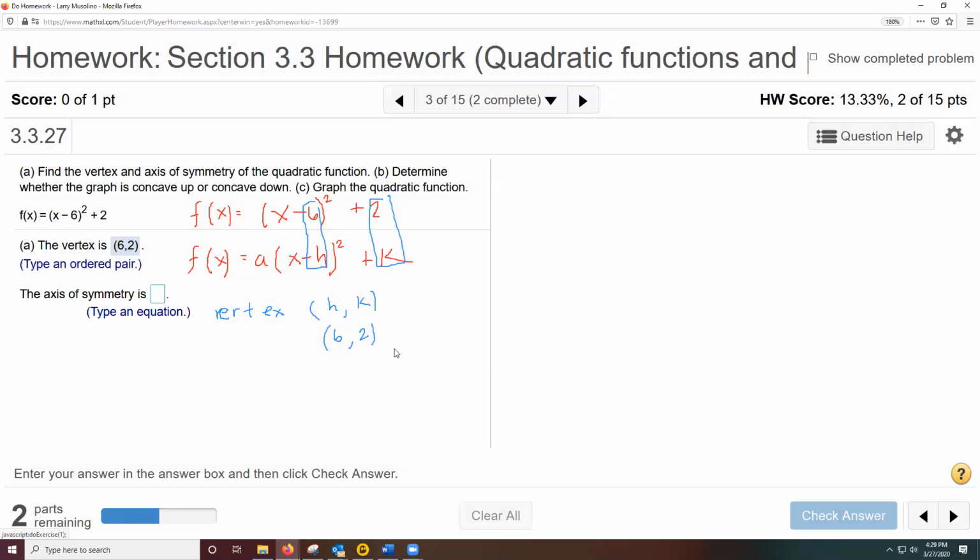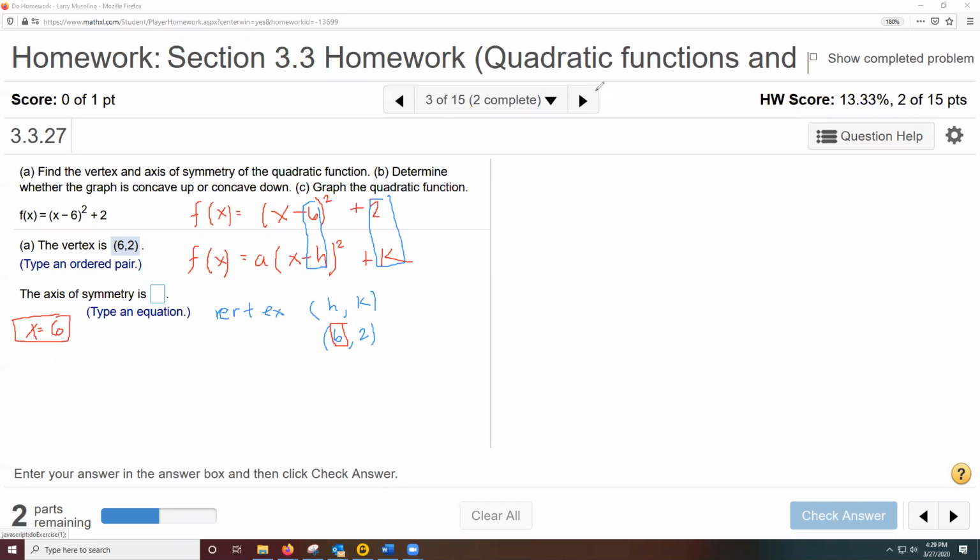All right, let's go to the next part. It wants to know what's the axis of symmetry. Notice it says type an equation. Well, the axis of symmetry is always a vertical line. So the axis of symmetry is going to be x equals a number. Remember, the equation of a vertical line is x equals some number. I need the x value of the vertex, because this vertical line has to go through the vertex. So it's going to go through the point 6 comma 2. So the axis of symmetry is going to be x equals 6. I'm getting the 6 from the x value of the vertex.